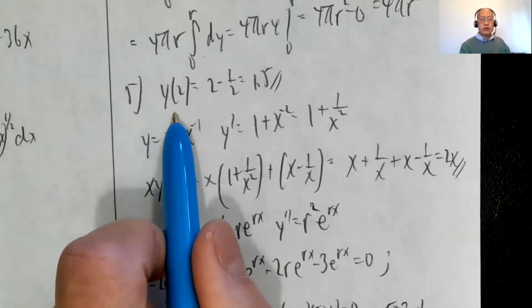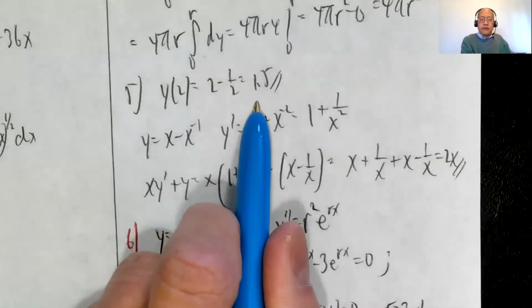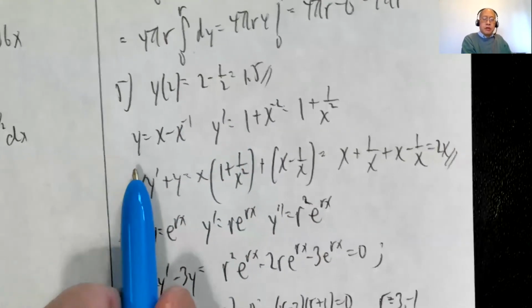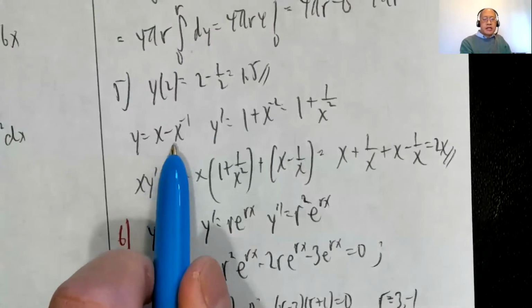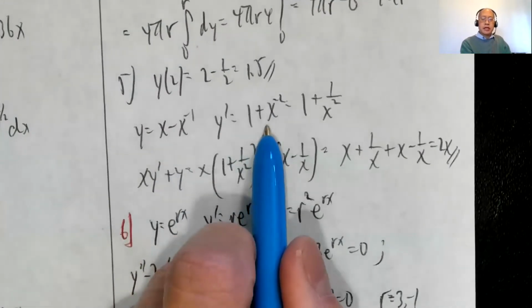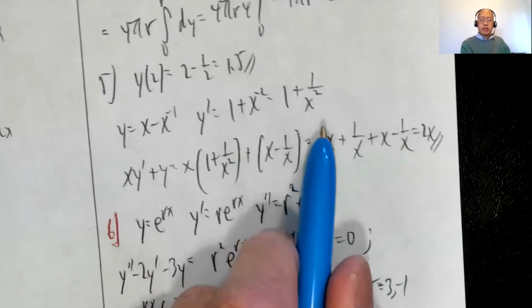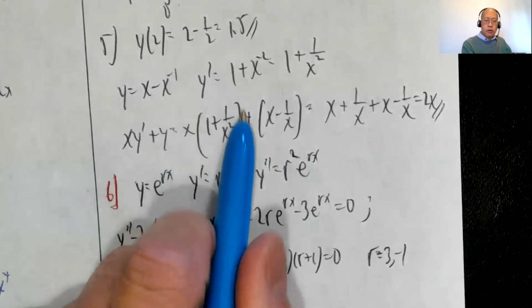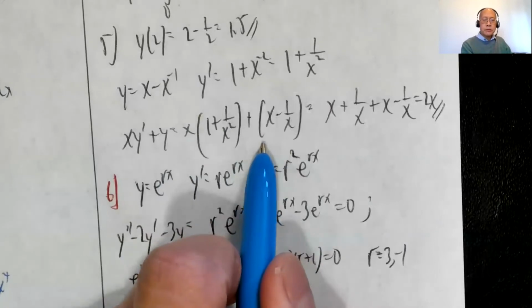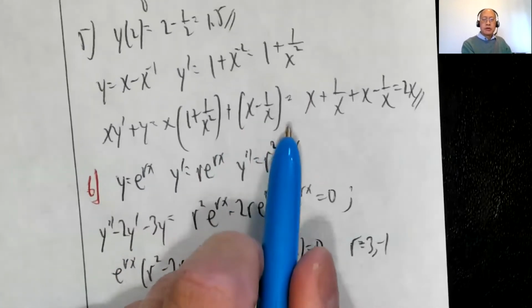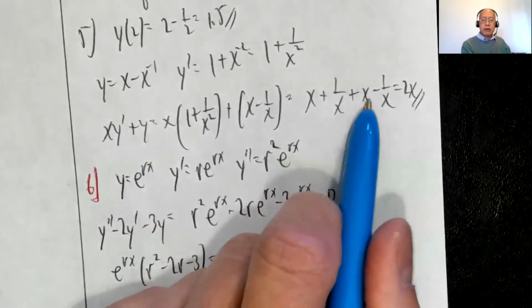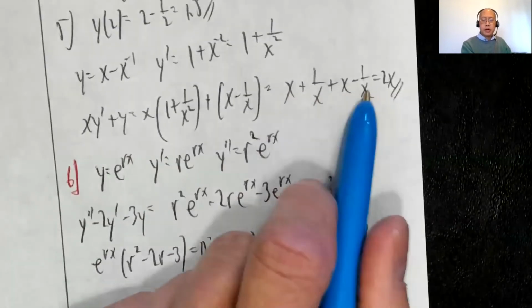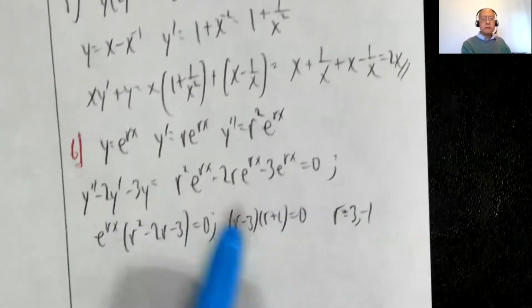Number 5, y of 2. Just plug in, 2 minus 1/2 is 1.5. Now the proof. y is x minus x to the negative 1. y prime is 1 plus x to the negative 2, or 1 plus 1 over x squared. x y prime plus y is x y prime plus the original y, which is x plus 1 over x plus x minus 1 over x. 1 over x cancels out, and you have 2x.